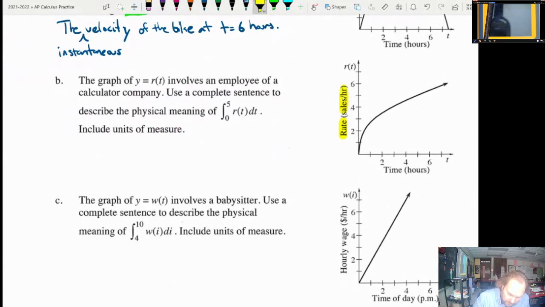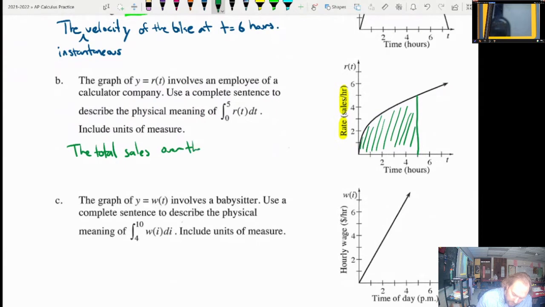So the integral from 0 to 5 would be physically the area under the curve from 0 to 5. It would be this area right there. But what that will actually represent is going to be the total sales over the first 5 hours, because when we integrate, we are accumulating things. When we accumulate pieces of a rate, we add them all together and get the total.